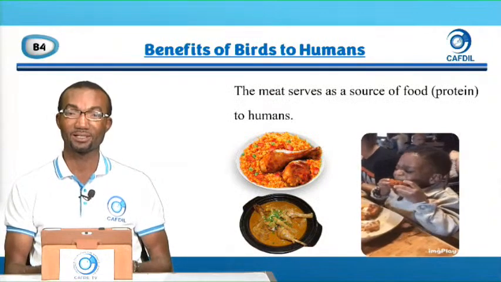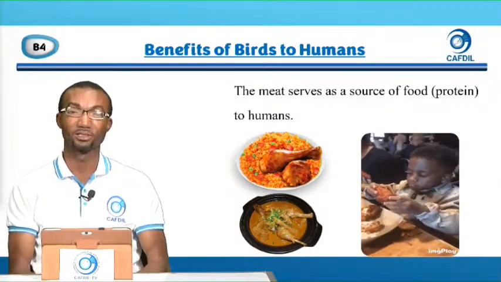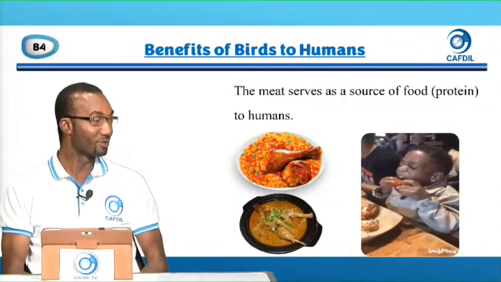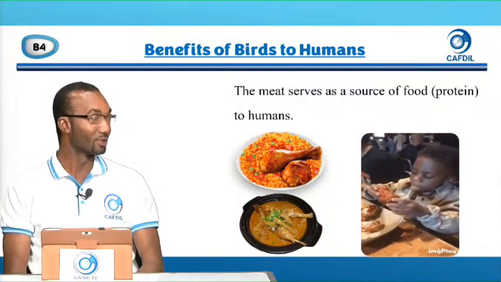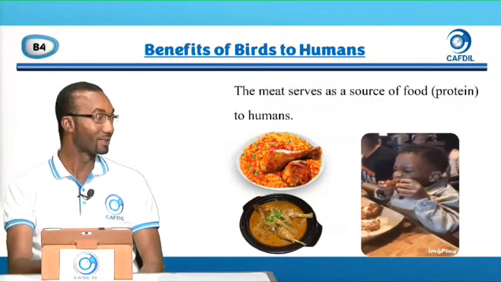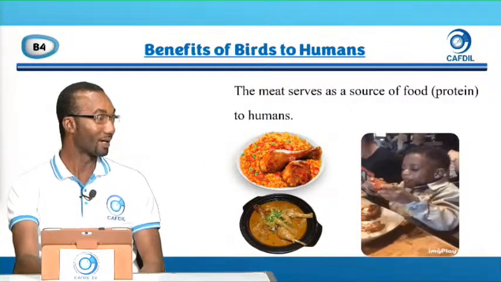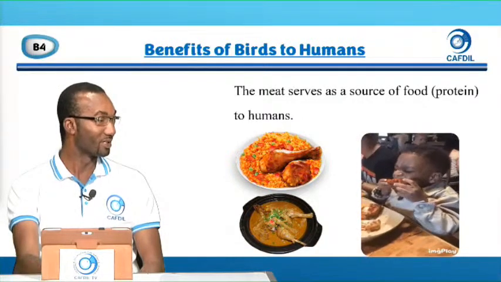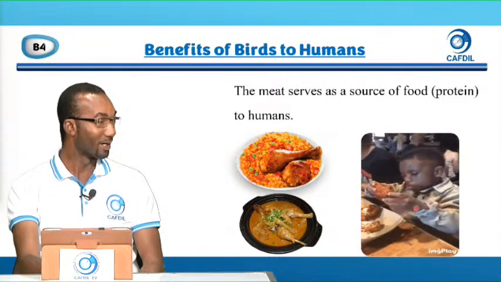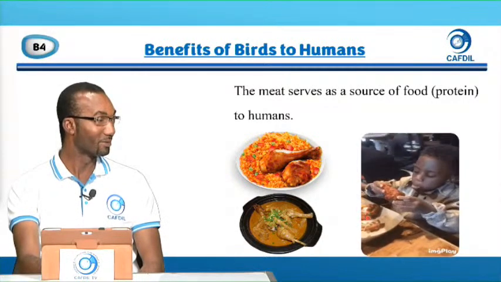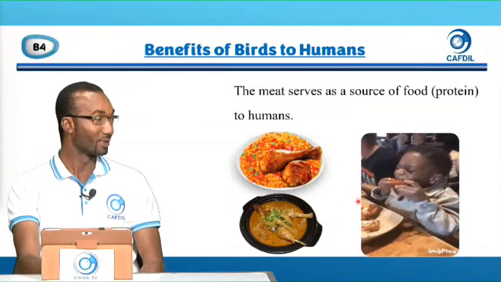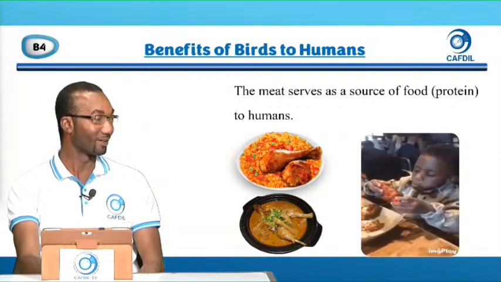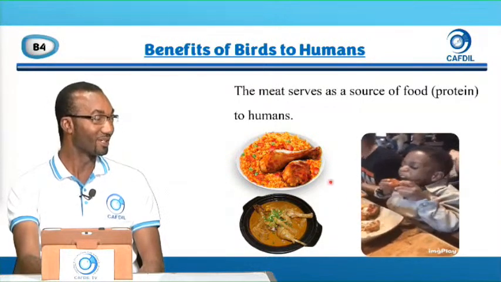The meat serves as a source of food, that is protein, to humans. So when you eat chicken, the meat gives you nutrients called protein. If you look at the rice and chicken here, the soup here with chicken meat, and my friend here enjoying the chicken meat, you see he's really happy. He's so mad about the meat. It tastes good. All his actions tell us that the meat tastes good.